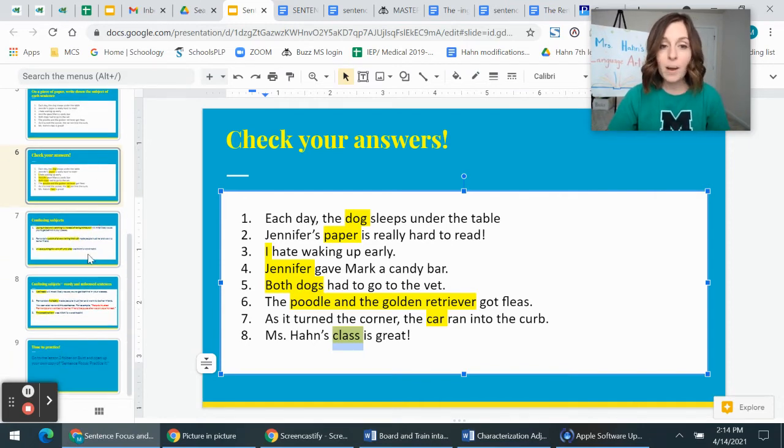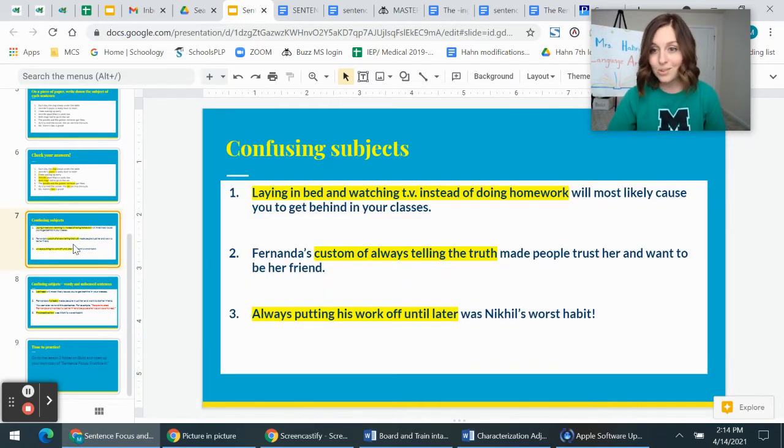Now we're going to learn about confusing subjects. This is something that my students do a lot of times, where they just write sentences that are really wordy and confusing. It's good to sometimes find the one or two correct words that really encapsulate or represent the idea that you want to explain or use in your sentence.